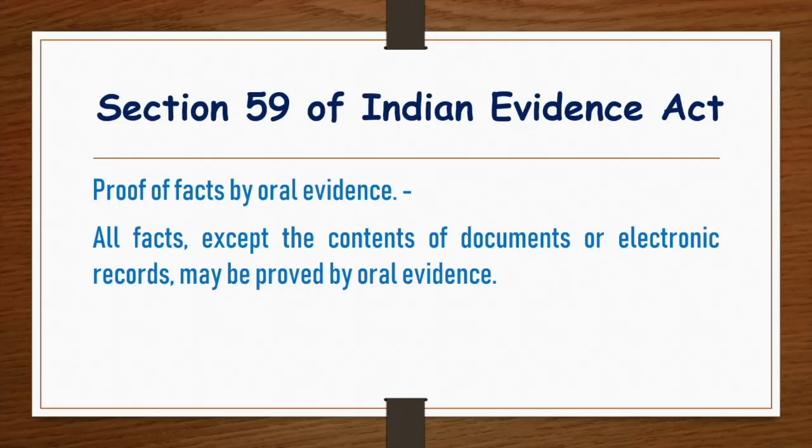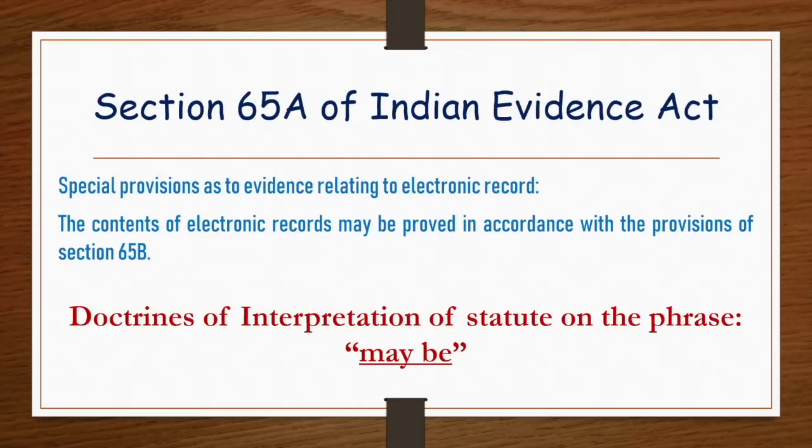If we come to section 59 of the Indian Evidence Act, as per the wording of section 59, proof of facts by oral evidence: all facts except the content of documents or electronic records may be proved by oral evidence. So we can have a clear differentiation of the nature of evidence. Evidence may be oral evidence, evidence may be documentary evidence, and one of the documentary evidence is an electronic record. Apart from electronic records or documents, the direct evidence is to be proved by oral evidence. So section 59 gives a clear differentiation between oral evidence and documentary evidence, and within documentary evidence we have a new advent, the advent of electronic records.